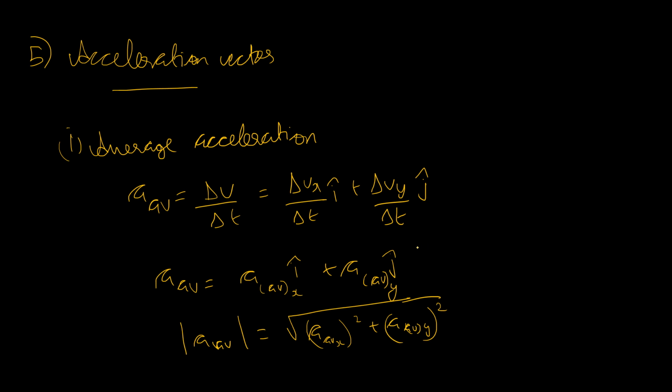The angle theta made by average acceleration, that is the direction of average acceleration, is given by tan theta is equal to ay by ax.